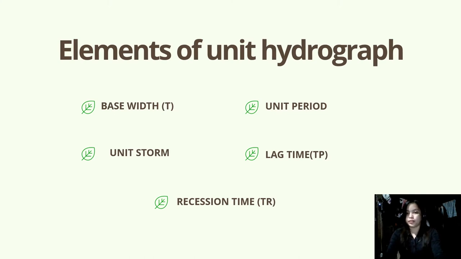So we are now in the elements of the unit hydrograph. First is the base width or time base. It is the period of surface runoff due to a unit storm. The second one is the unit storm. It is the duration of the unit hydrograph regardless of its intensity. The third one is the unit period. This is the time duration of a unit storm. The fourth one is the lag time, which is the difference between the rainfall and the discharge. The last one is the recession time, or TR. It is the duration of the direct surface runoff after the end of net rainfall.